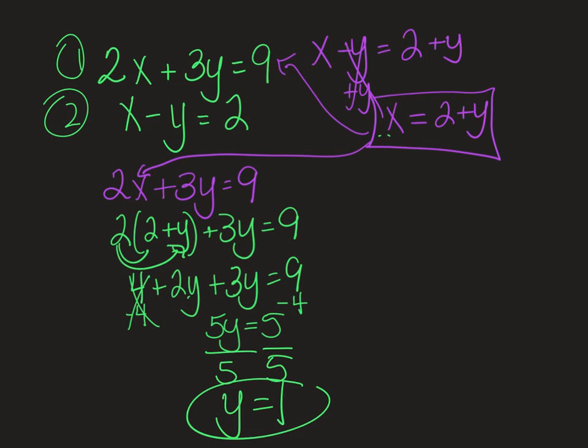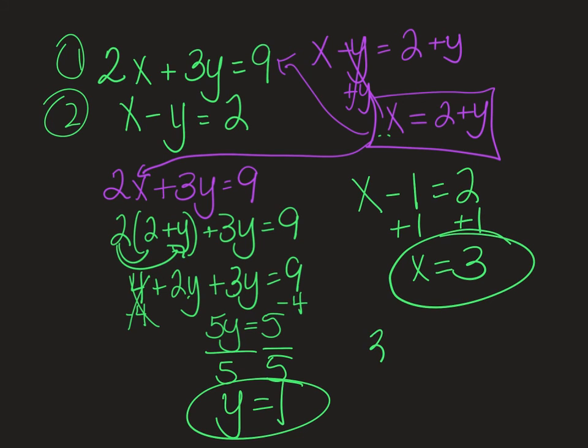I know my value of y, so I'm going to substitute that in, and I could use either equation. I'm going to use number 2. So x minus the value of y equals 2. I'm going to add 1 to both sides, and guess what? X equals 3. So 3 and 1 is your answer.